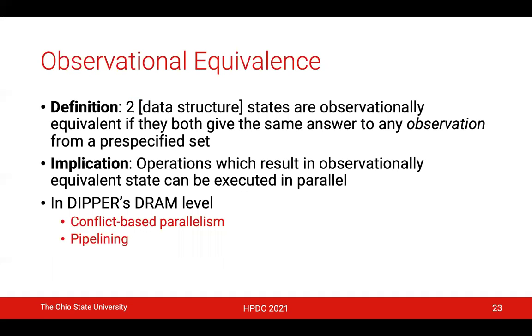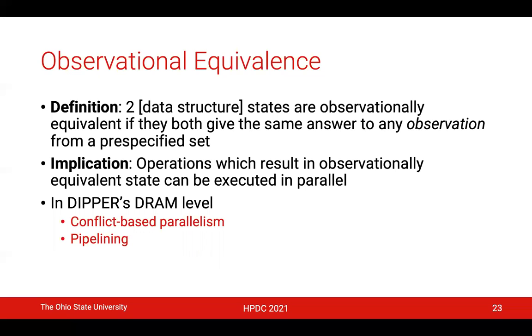So to provide concurrency in the front end, which is extremely important, we use the notion of observational equivalence. The formal definition of observational equivalence is that two data structure states are observationally equivalent if they both give the same answer to any observation from a pre-specified set. So the simple implication of this is that operations which result in observationally equivalent state can be executed in parallel.